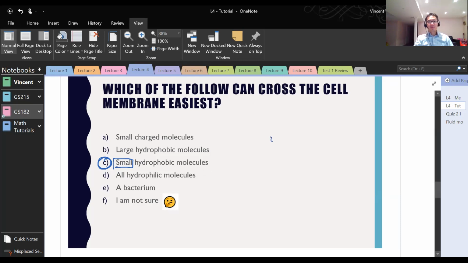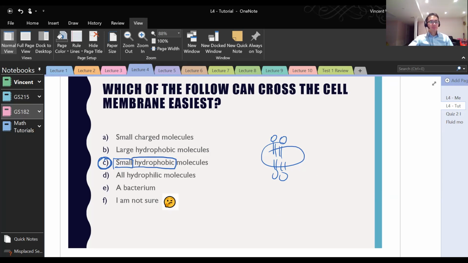And think about your cell membrane. The cell membrane is primarily hydrophobic in the center. So anything that is polar, charged, or hydrophilic will have a hard time crossing. Hydrophobic will be easiest, so small hydrophobic. Hydrophilic will not be able to cross at all. I just want to emphasize that they will not be able to cross on their own. They need to rely on transport proteins.